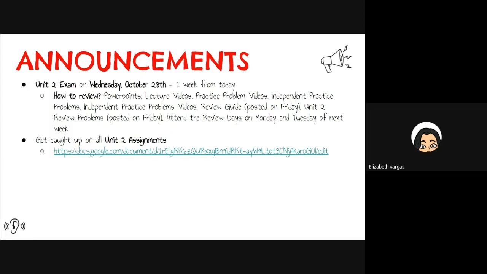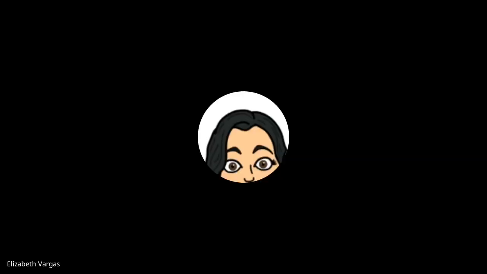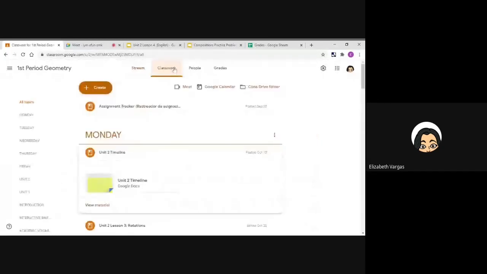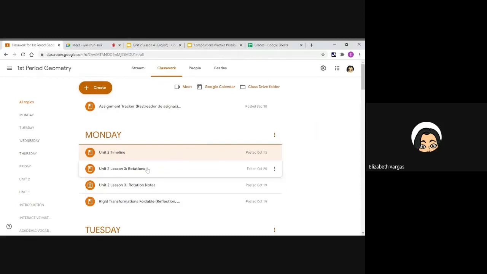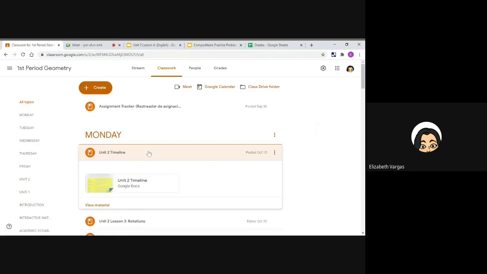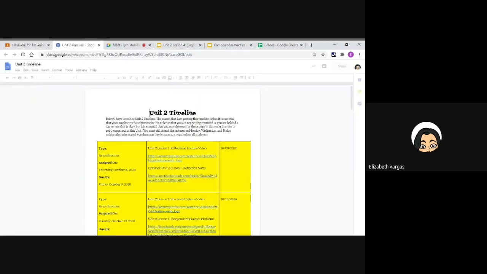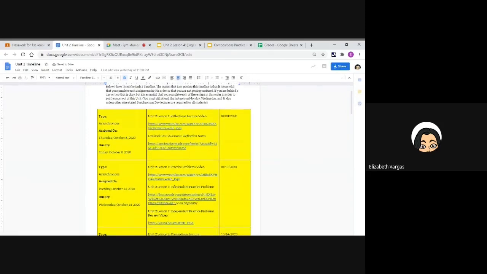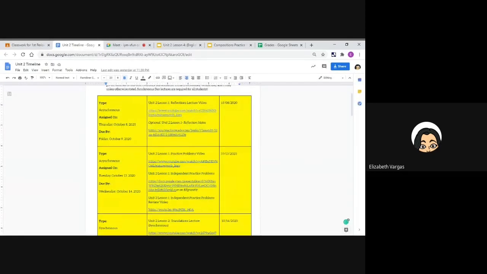I will go ahead and give you a brief reminder of where these things are located in case you don't know. So you'll go to the Classworks tab. The easiest way to find everything is to go to where it says Monday and go to the Unit 2 timeline. And when you click on this, you'll see everything that we've done in Unit 2 as well as the lecture notes video.